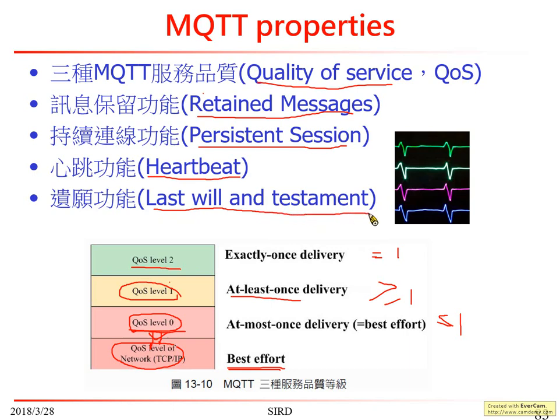What do I mean? Last will and testament. When you connect to the broker, you can register some message. If I was disconnected unwillingly, maybe because of network congestion or some other reason, any client connected to the broker can send a message. They can publish the last will to the subscribers.